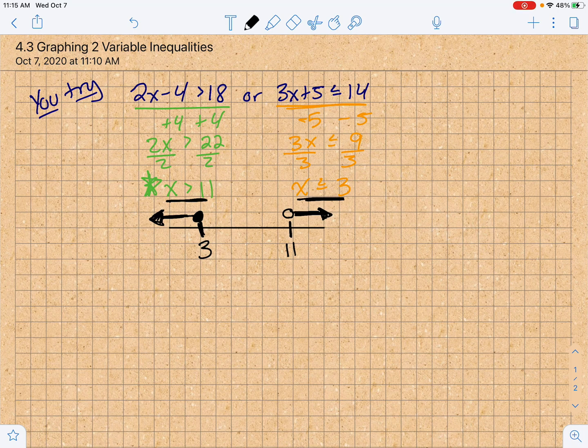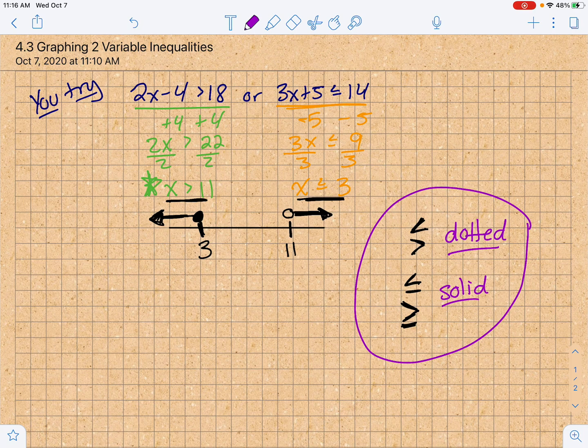Now what we're going to do today is put these on our xy axes. So we're going to go back to our graphing like y equals mx plus b. A couple things to note. If we have a greater than or a less than sign, our line is going to be dotted. If we have a less than or equal to, or a greater than or equal to, we are going to have a solid line. So you need to know this right here.